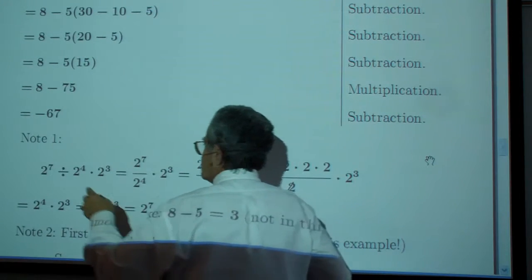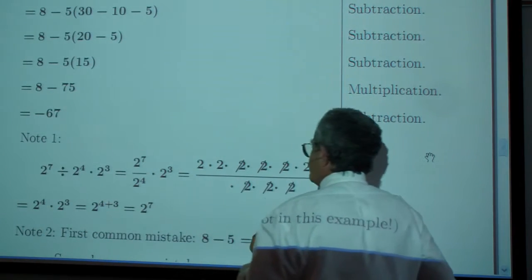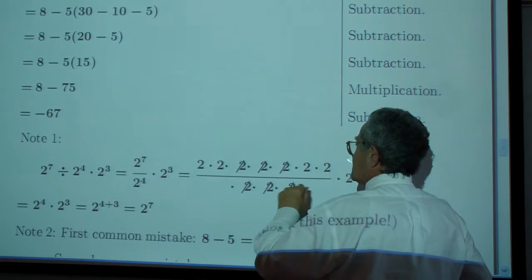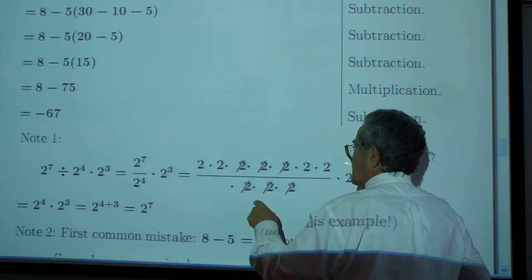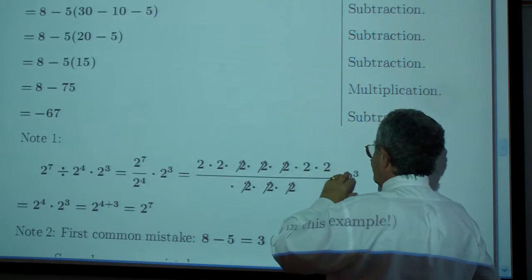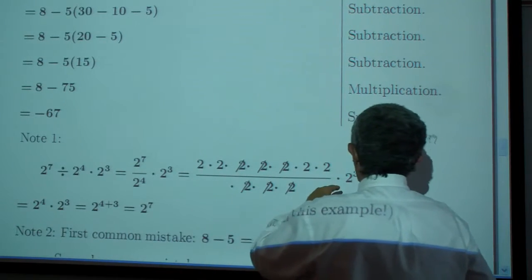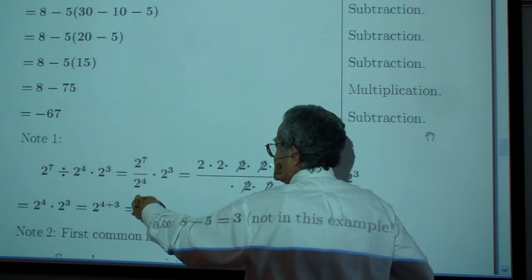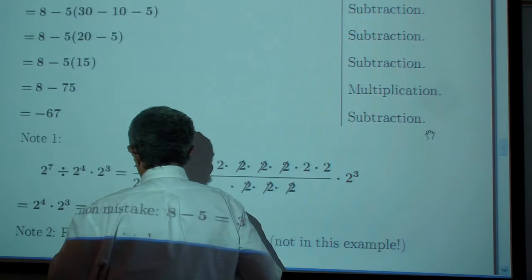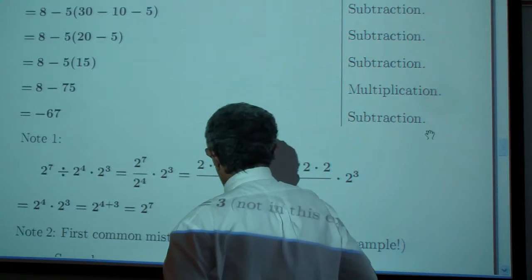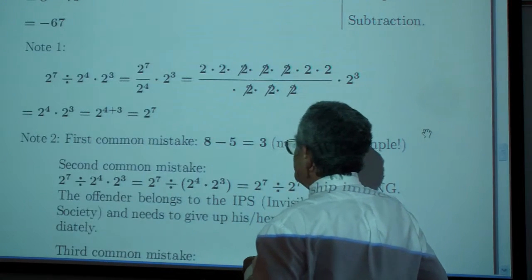Note that instead of saying 128 over 16, you could have said 2 to the 7 over 2 to the 4. 1, 2, 3, 4, 5, 6, 7. 2, 4, 6, 7 2's in the numerator, 3 2's in the denominator. 2 over 2 is 1, 1, 1. You're left with 2 to the 4. And then that is multiplied by 2 cubed. So you have 4 2's, you have 3 more 2's, all of which you multiply. You have 7 2's which you multiply. And that becomes 128. First common mistake.